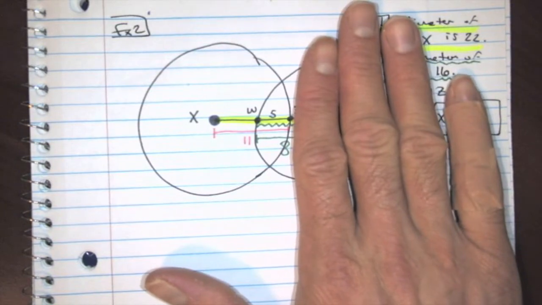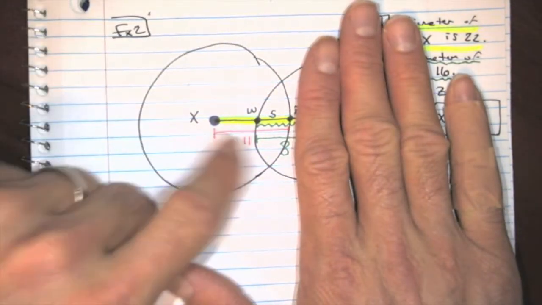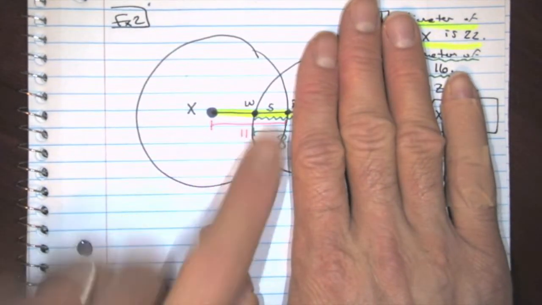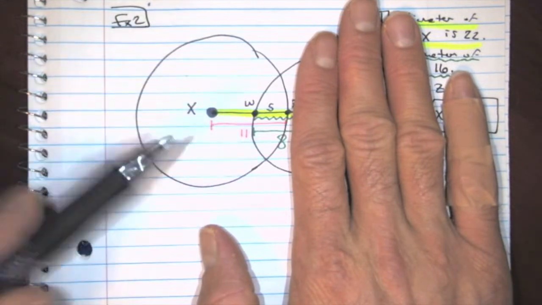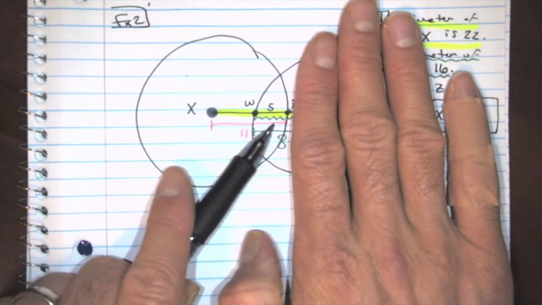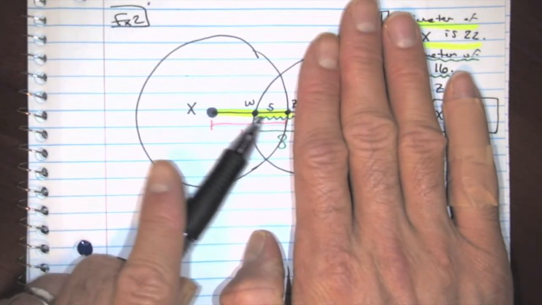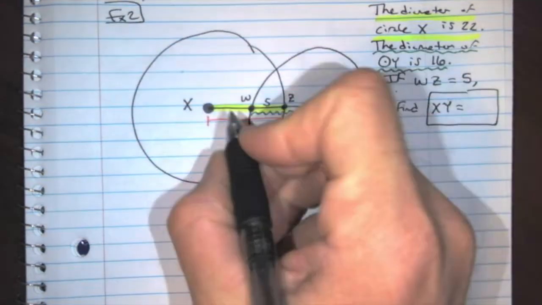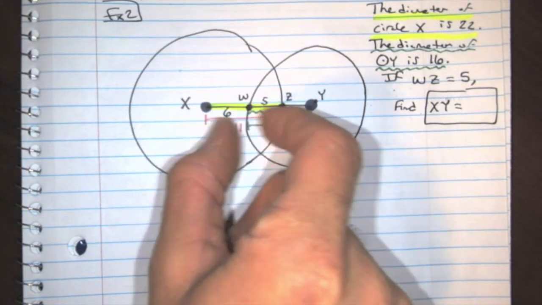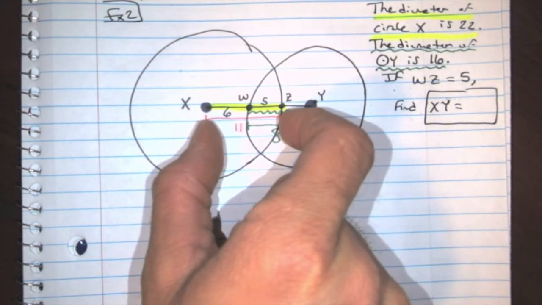I'm going to cover up the right side of this problem. Folks, the distance from X to Z is that red 11. And the distance from W to Z is 5. What does XW have to be? If X to this intersection point, Z, is 11, and W to Z is 5, doesn't that have to be 6? Because this piece plus that piece has to add up to the total 11.